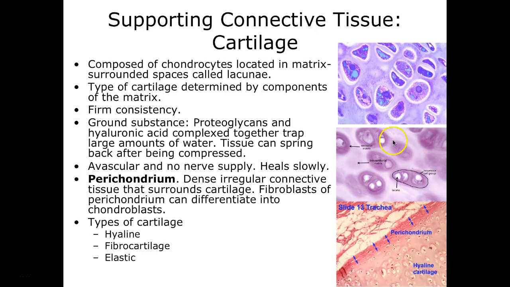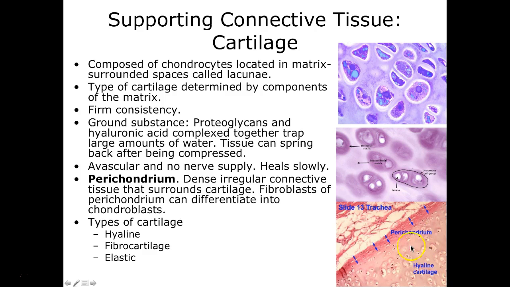Our ground substance here are going to be those proteoglycans that we drew out and our hyaluronic acid complex together to trap large amounts of water so that if they become deformed or compressed, they can reform to their original shape. They're also going to be avascular and have no nerve supply, which is why they heal very slowly. Instead, their nutrients are going to kind of diffuse into the cartilage.